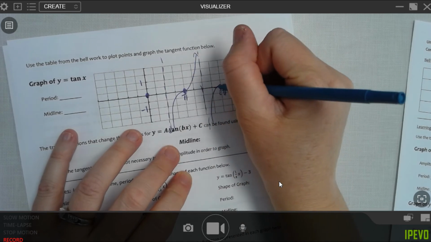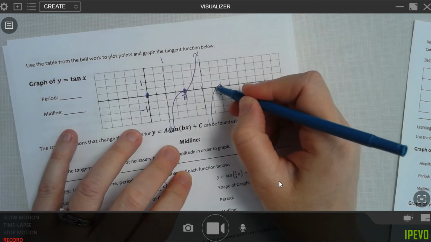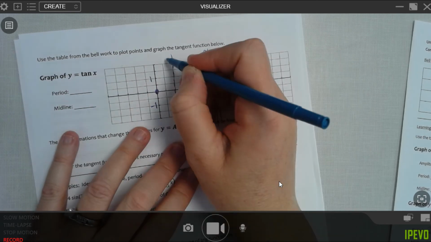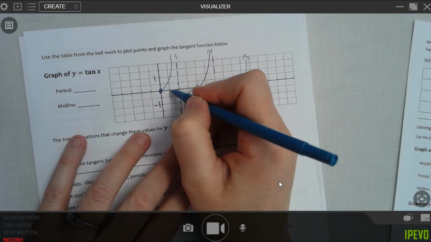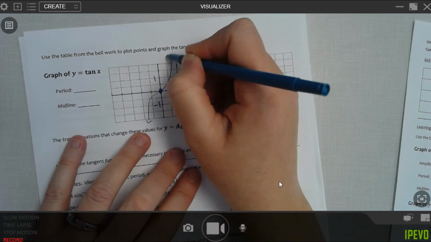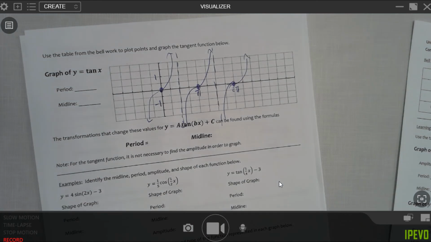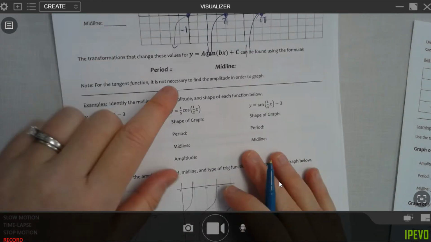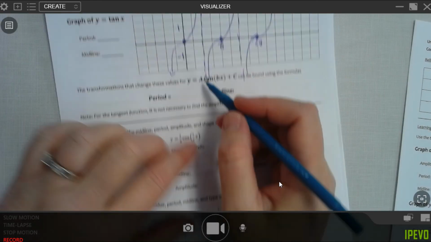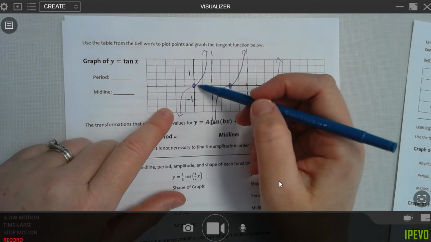So then this pattern would continue over here if I wanted to. It would go up like that. And this one comes down here. And if I wanted to continue it, it would also go down like that on that side right there. So what's a little bit different for tangent is that tangent will not have an amplitude, because you see it just goes up forever and ever. So there's never an amplitude.